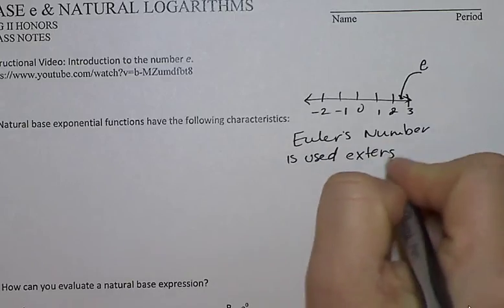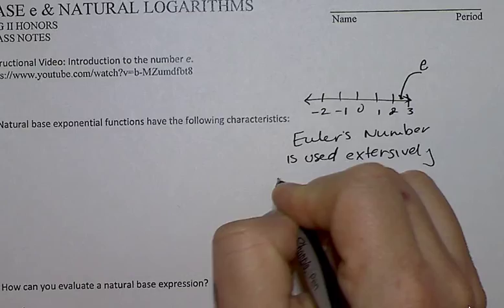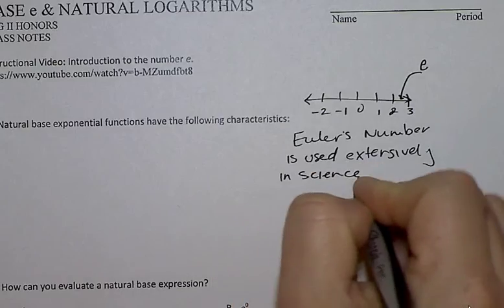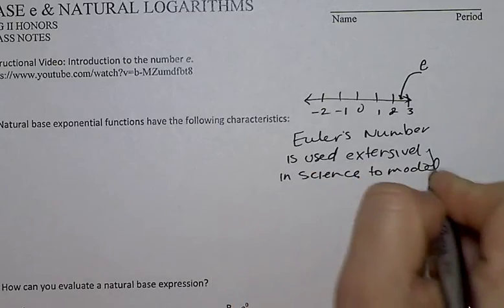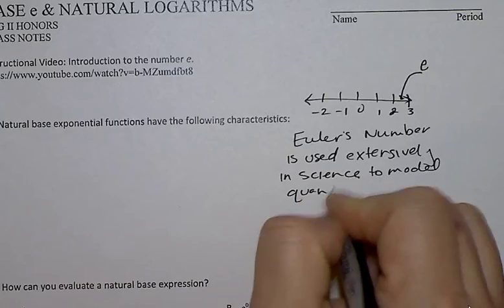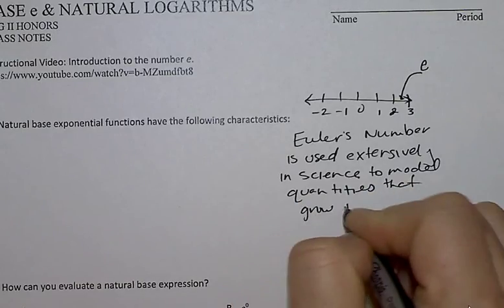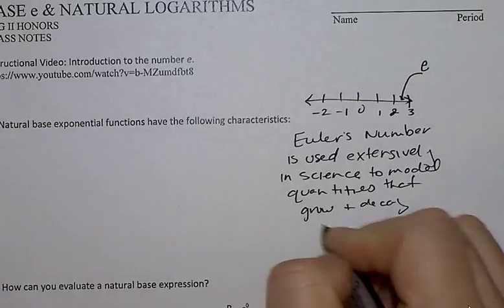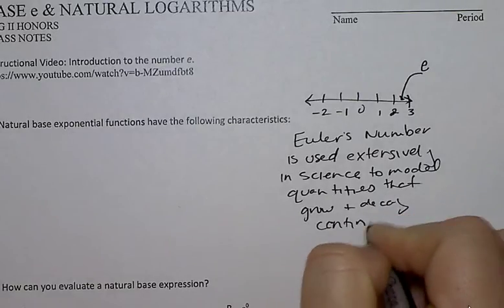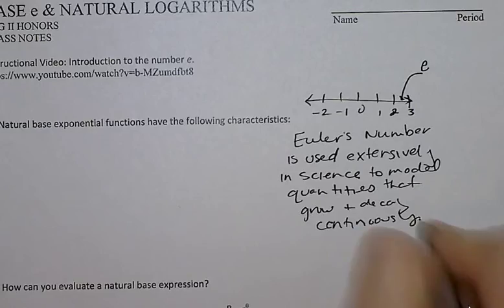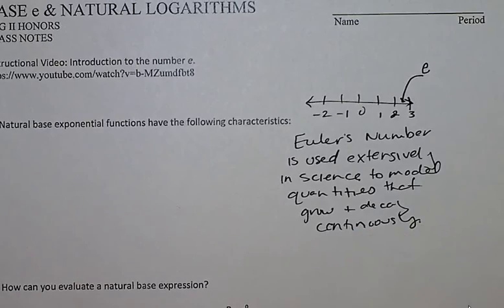So Euler's number is used extensively in science to model quantities that grow and decay continuously.